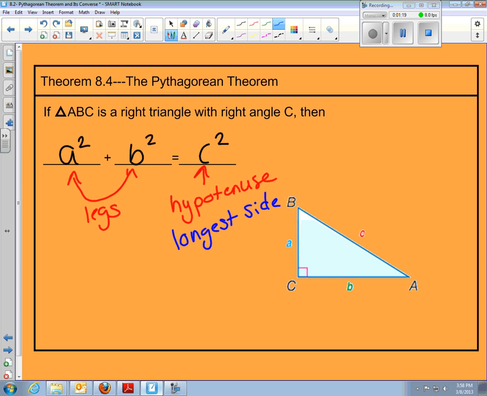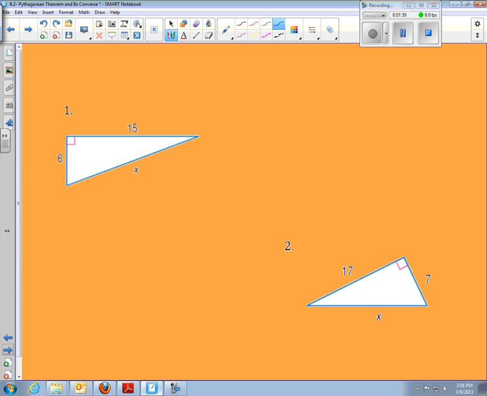And it also is going to be across from that 90-degree angle. So if we look here in our example next to it, we see our 90-degree angle and we go across, and so that c is our hypotenuse, the longest side in this triangle. Let's go ahead and put this to work.